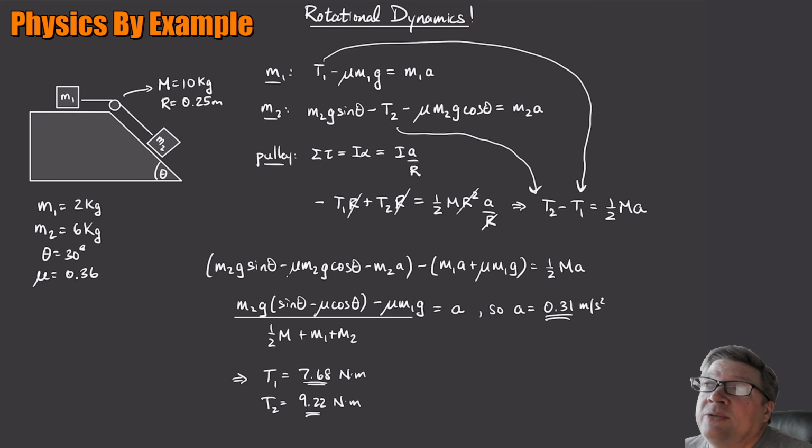All right, so this is how you combine pulleys and wheels tied together with ropes and combined with objects on inclined planes. So this is kind of a common sort of a problem that pops up when talking about rotational dynamics.